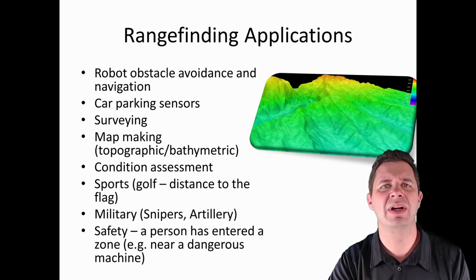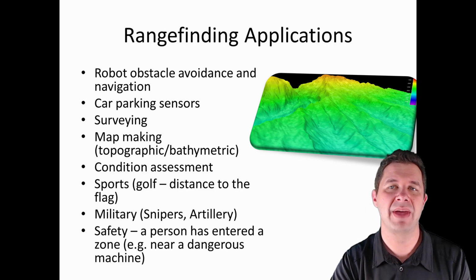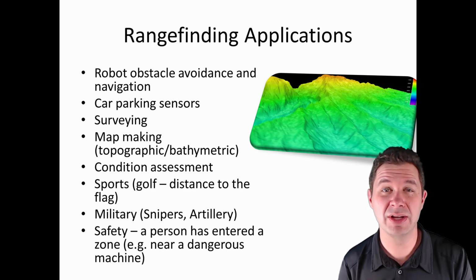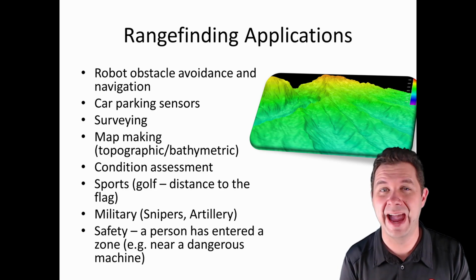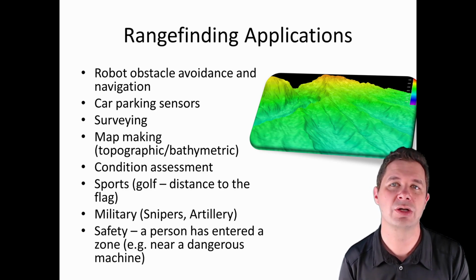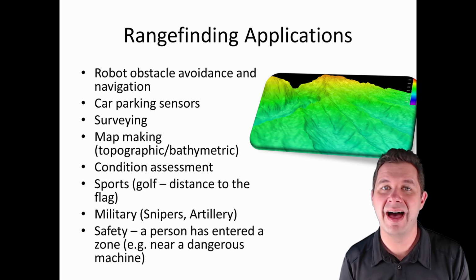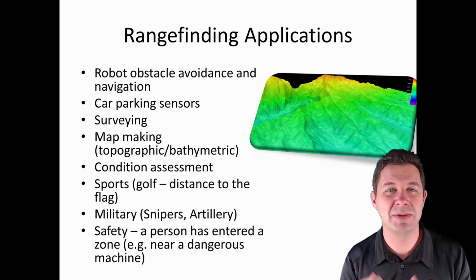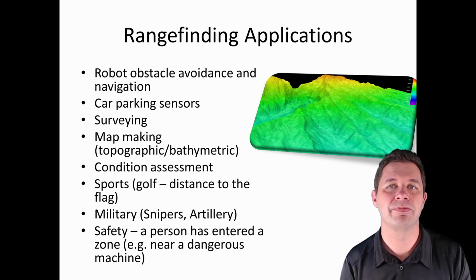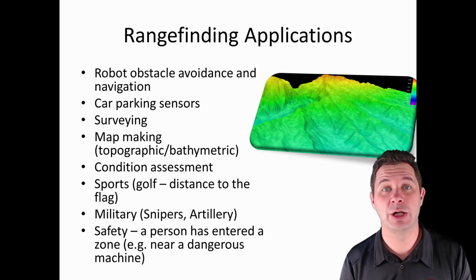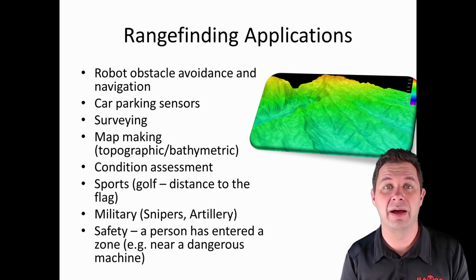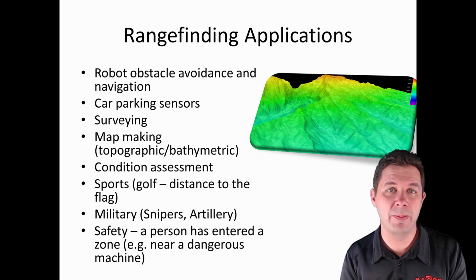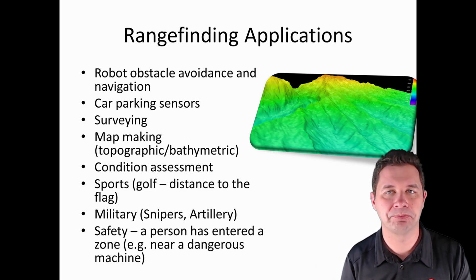Now let's talk briefly about some applications for range finding, and there's plenty of them. Everything from using them in robots, which is one of the classic areas that I use range finding in, for robot navigation and obstacle avoidance. The sensors in our cars do self-parking and obstacle avoidance. Surveying applications, where we're trying to understand and survey an area, maybe for a new road or shopping center or whatever it may be.